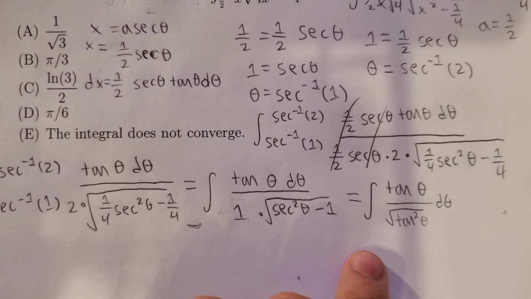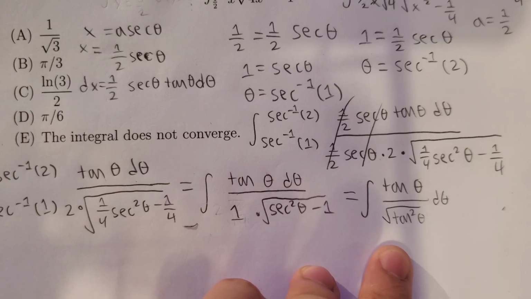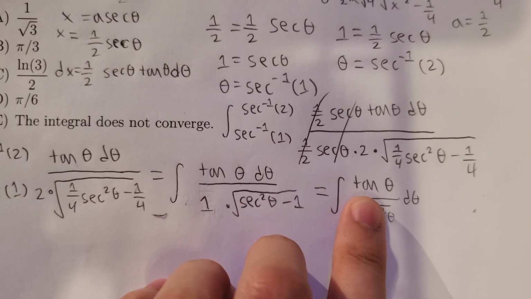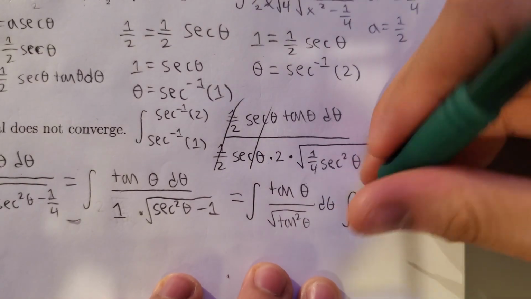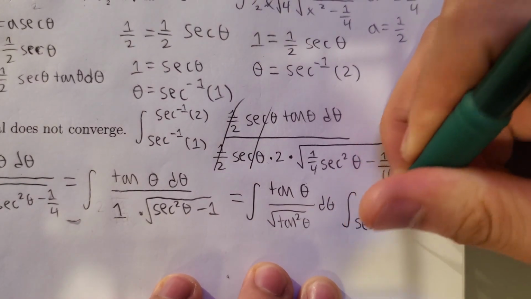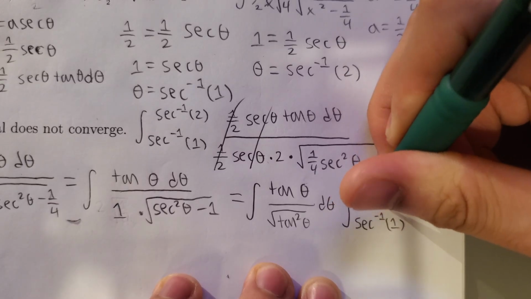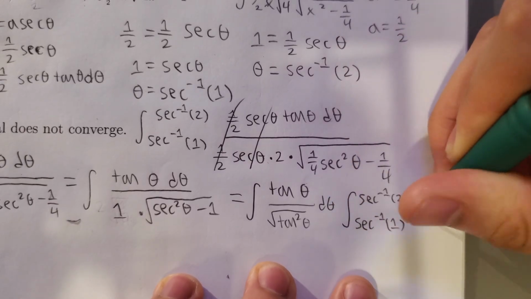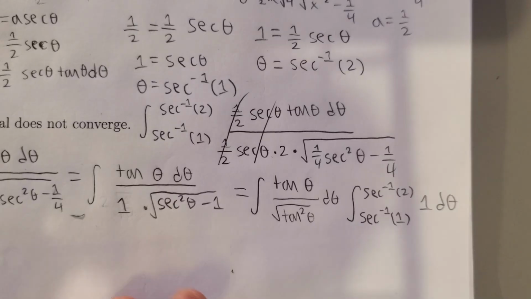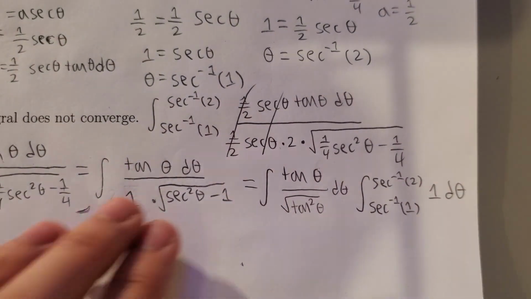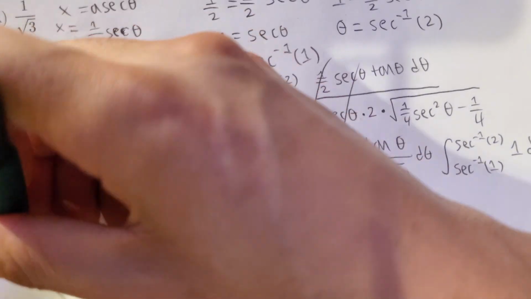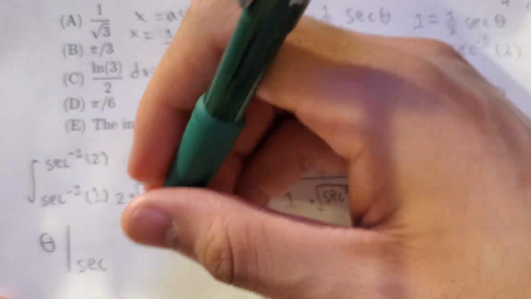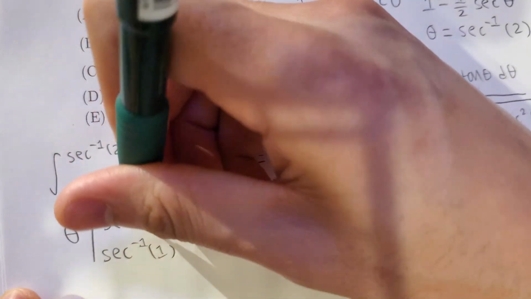And then the square root of tangent squared theta is just tangent theta. And so that cancels with this tangent theta. So this entire thing reduces down to the integral from secant inverse of 1 to the secant inverse of 2 of 1 d theta. And that's pretty easy. The integral of 1 is just theta. So this entire thing just ends up becoming theta evaluated from secant inverse of 1 to the secant inverse of 2.